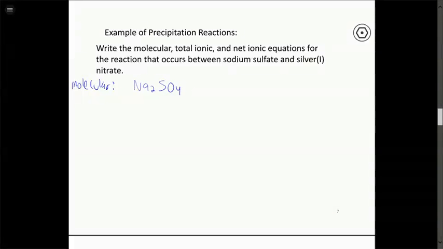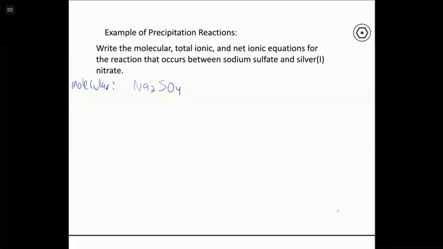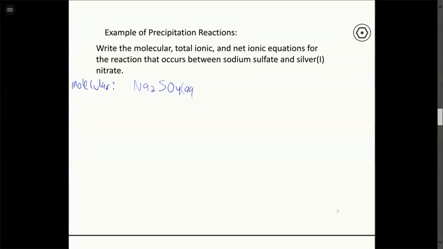So one thing you may need to review if you've gotten a little bit rusty on it are the formulas and names for ionic compounds. We talked about that much earlier in the course. I think it was chapter 3 or so. So make sure you remember how to name and write the formulas for ionic compounds. But sodium sulfate is Na2SO4. That's going to be soluble because it has sodium in it.